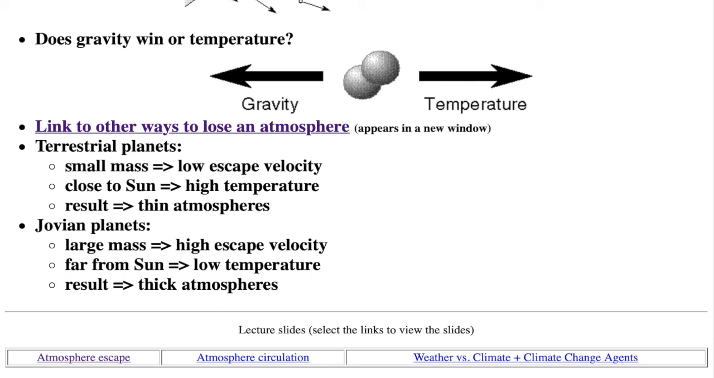The thermal loss mechanism explains why the terrestrial planets in our solar system have thin atmospheres and the Jovian planets have thick atmospheres. The terrestrial planets lost on both counts. They have low escape velocity and are close to the sun, so they are hot or warm. The result is a thin or non-existent atmosphere. The Jovian planets won both counts. They have high escape velocity and are far from the sun, so they're much colder. Now, we have found Jovian exoplanets in other star systems that are really close to their star and still have enough gravity to hang on to their atmospheres.